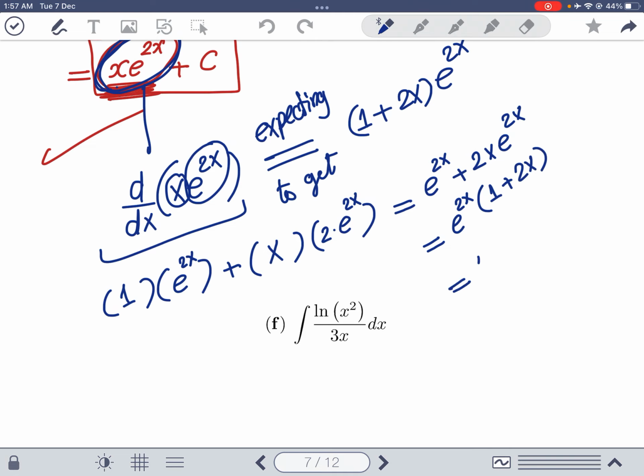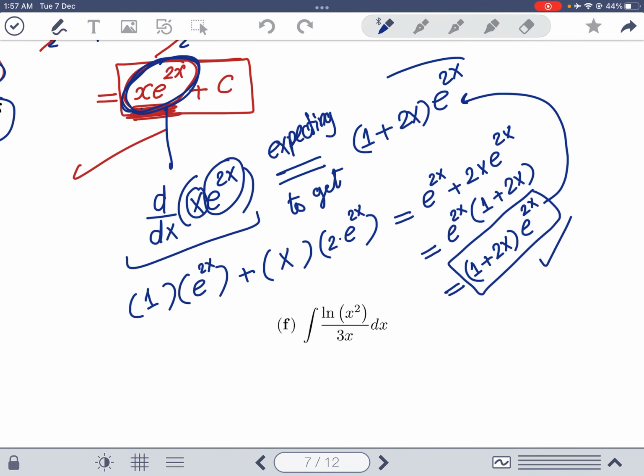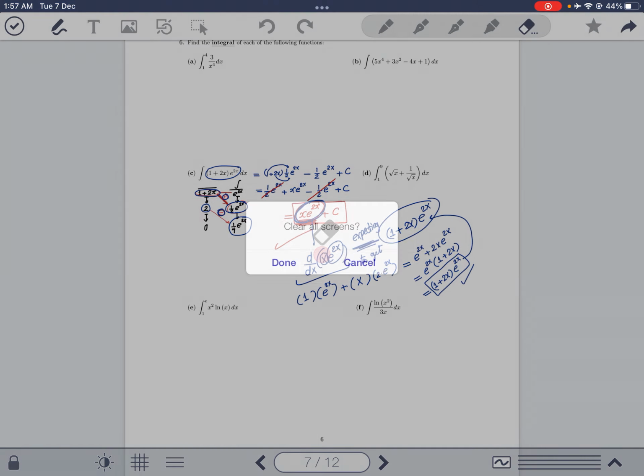People usually write the polynomial before the exponential. So like this. And verified. So it is the same as what we were expecting. And so we're done, and it's correct. Good. This finishes part C.